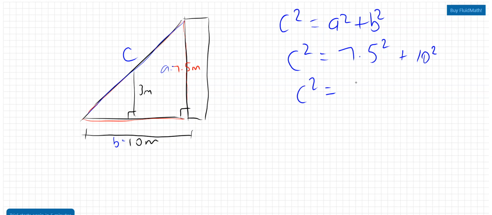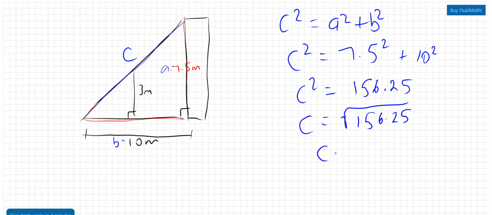That will give me 156.25. Okay, so just saving some working out, some space. And then I've got to square root that. So c will be equal to the square root of 156.25. So c equals 12.5 meters. Okay, so the length of the timber here is 12.5 meters.